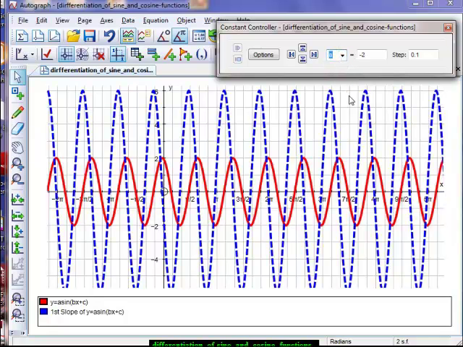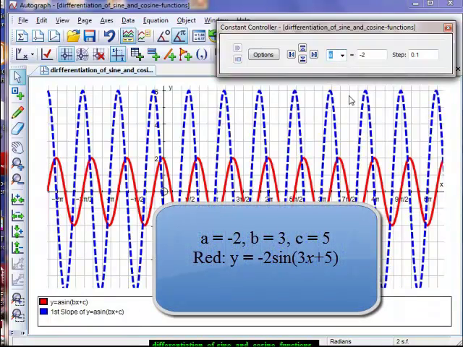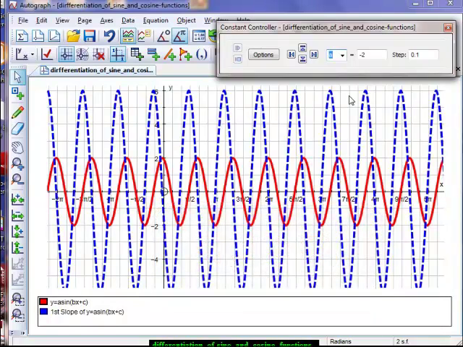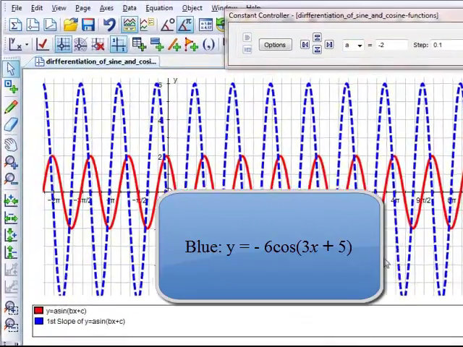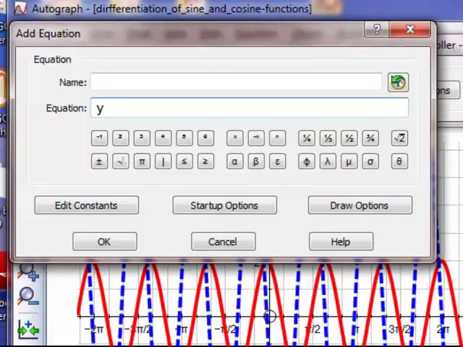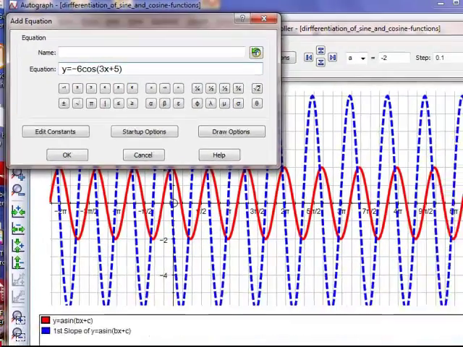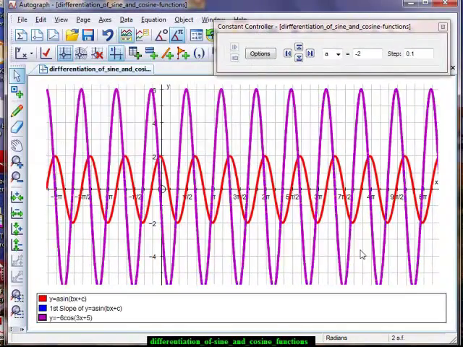So, what's the red one? y equals negative 2 sine brackets 3x plus 5. What's dy by dx? Negative 2 times 3 is negative 6. So we expect the answer to be negative 6 cos brackets 3x plus 5. Well, what we can now do is click anywhere in the space there, press enter, and type in y equals negative 6 cos, open brackets, 3x plus 5. Just check I'm typing it correctly. Press enter, it should go over the blue one. Wow, voila. That's brilliant.